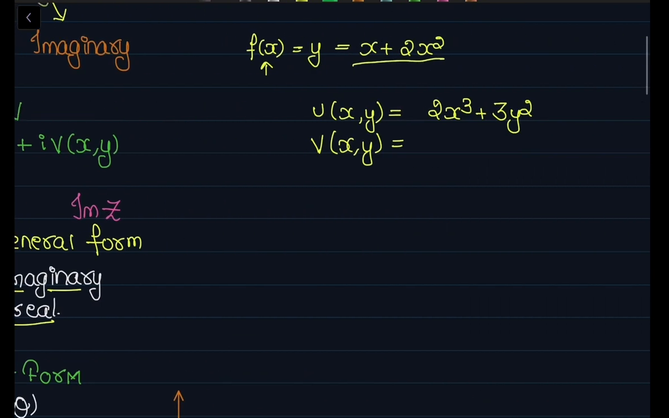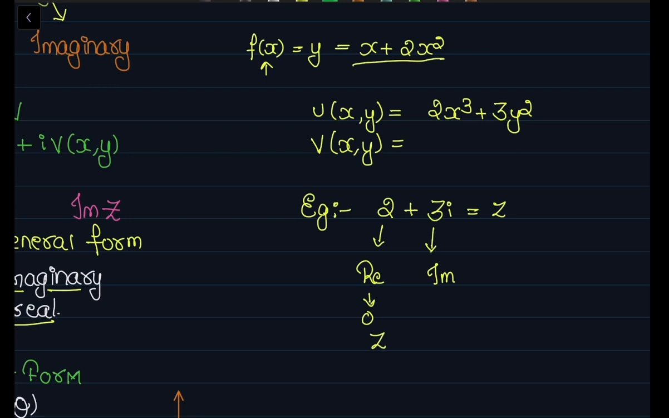Now let us take the example. If I am talking about the complex number, just understand from the complex number, then we will proceed further to the complex function. Suppose the complex number is written as 2 plus 3 iota. This is your z. So here 2 is your real part and 3 is your imaginary part. Now if your real part is 0, what will you be left with? You will be left with 3 iota.